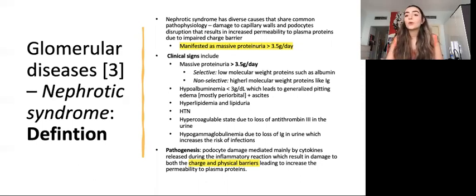Then we have a hypercoagulable state as well due to the loss of antithrombin 3, and hypogammaglobulinemia due to loss of immunoglobulins in urine, which increases the risk of infections occurring. The pathogenesis of this: the podocyte damage is mainly mediated by cytokines released during the inflammatory reaction, which results in damage to both the charge and the physical barriers, and this causes an increased permeability to the plasma proteins.